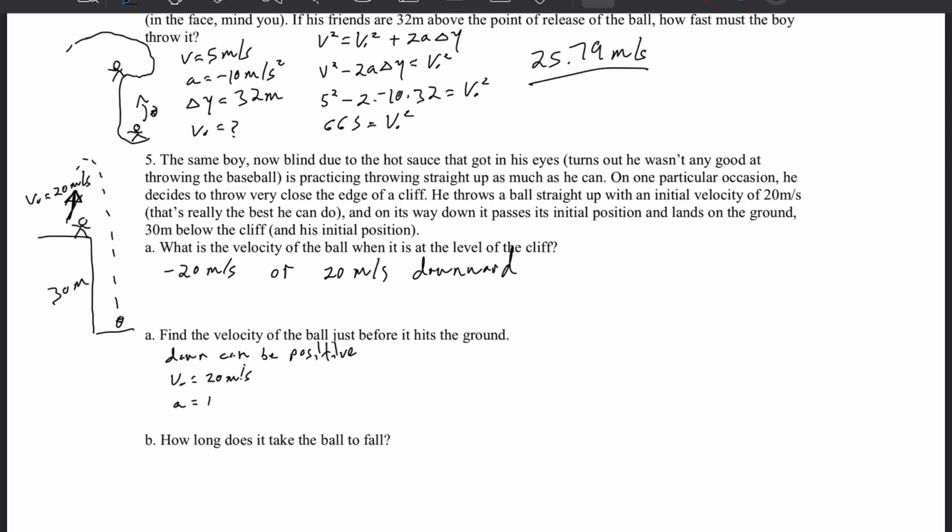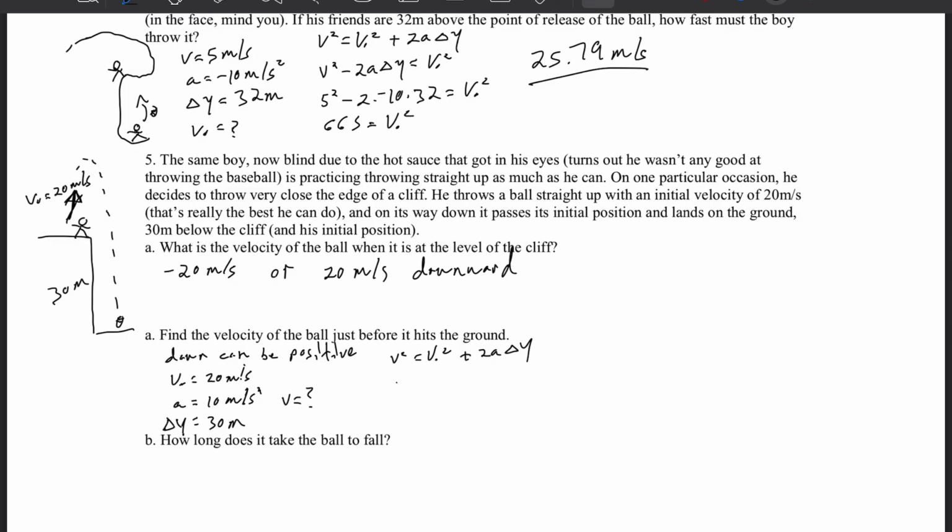If you want downward to be negative, you need to say the initial velocity is negative 20 meters per second. Acceleration is negative 10 meters per second squared. And the displacement delta y is negative 30 meters. You've got to make a choice. I made down positive. If you want down negative, all of those values are negative. We're looking for final velocity. Looks like the same equation as before. v squared is equal to v naught squared plus 2a delta y.